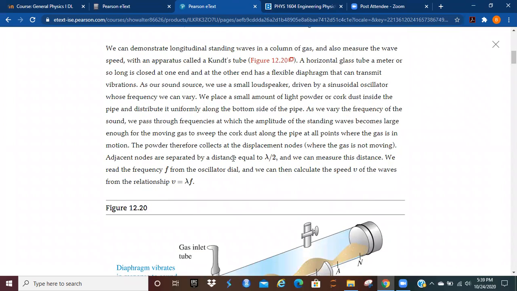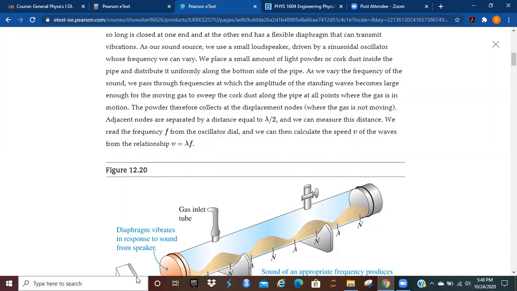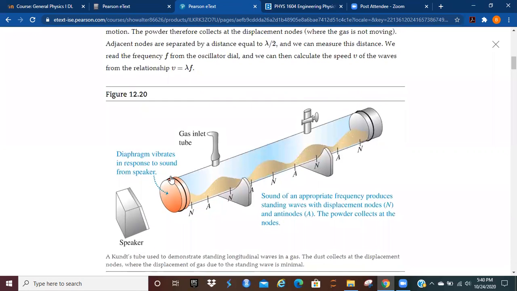So we can demonstrate longitudinal standing waves in a column of gas and also measure wave speed with an apparatus called a Kundt tube. That's named for a German physicist. A longitudinal gas tube, a meter or so long, is closed at one end, and at the other end has a flexible diaphragm that can transmit vibrations. So you've got a speaker here, vibrations are transmitted here, and then sounds of an appropriate frequency produce standing waves with displacement nodes and antinodes. And this powder that's in here will collect at the nodes.